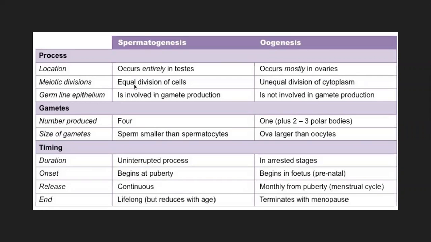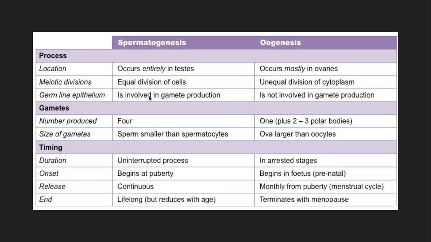Meiotic divisions cause equal division of the spermatocyte cells, that is the primary and secondary spermatocyte and so on. So that's the equal division in terms of meiosis. Here it is unequal division, and we have also seen why it is unequal: because the final ovum structure has to have maximum nutrition. So it is an unequal division at both meiosis 1 and meiosis 2.